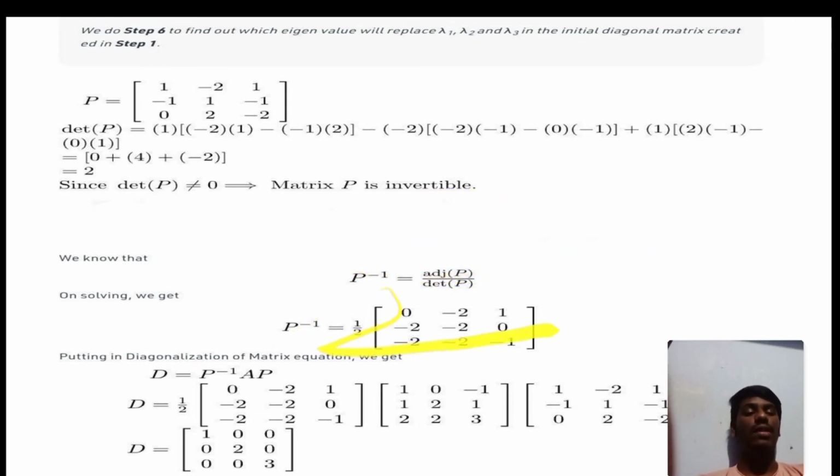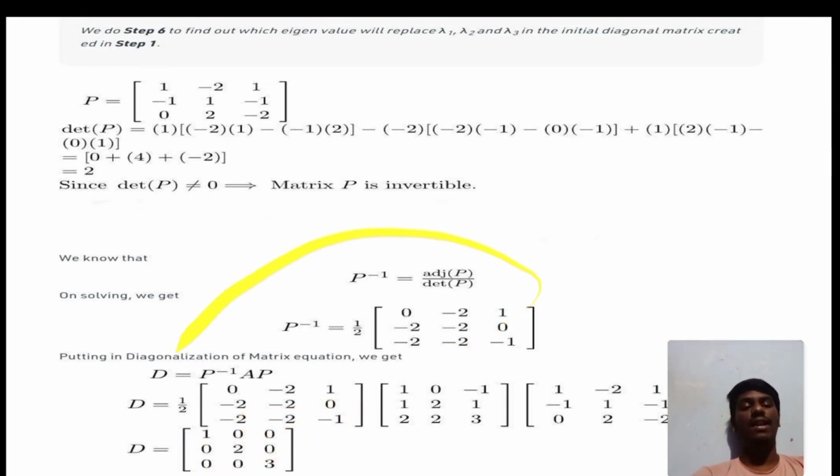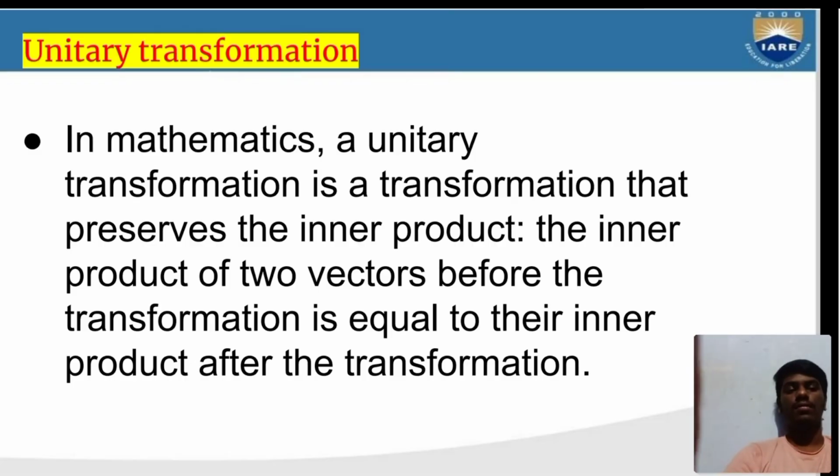We will get P inverse as 1 by 2, 0 minus 2 1, minus 2 minus 2 0, minus 2 minus 2 minus 1. Putting in the diagonalization of matrix equation, as we discussed earlier, D equal to P inverse A P. By putting these three values in this equation, we will get D as 1 0 0, 0 2 0, 0 0 3. This is the process of how we find the diagonalization of a matrix, and for the given question we got the diagonalization of the matrix as 1 0 0, 0 2 0, 0 0 3.